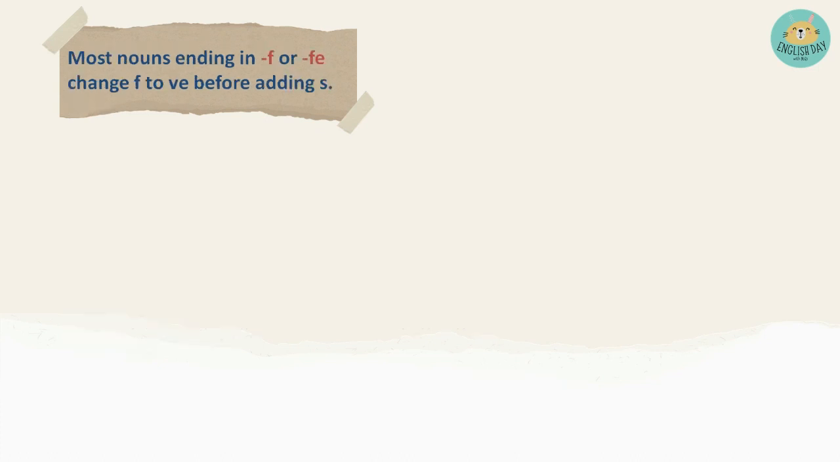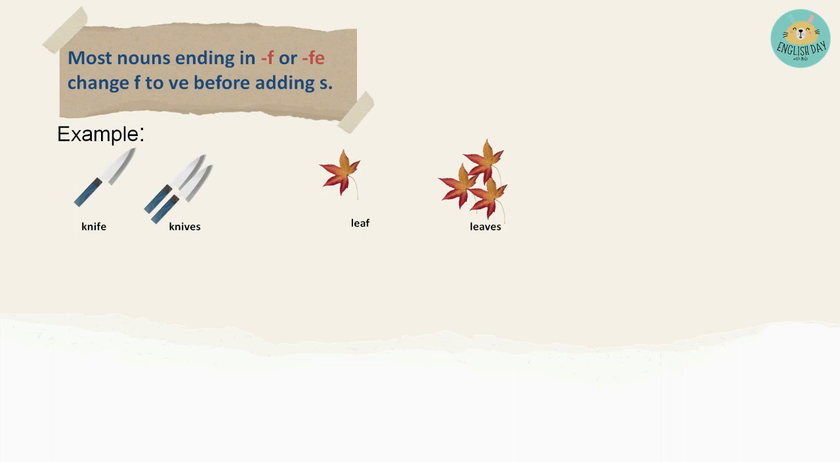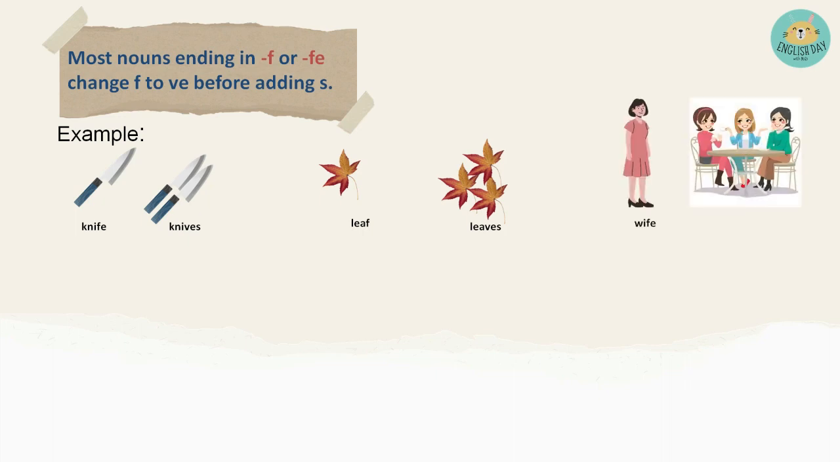Now let's go to the next one. Most nouns ending in f or fe change f to ve before adding s. Let's have some examples. Knife, knives. Leaf, leaves. Wife, wives.